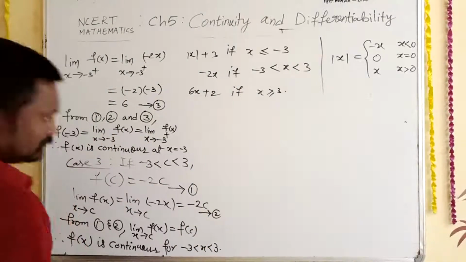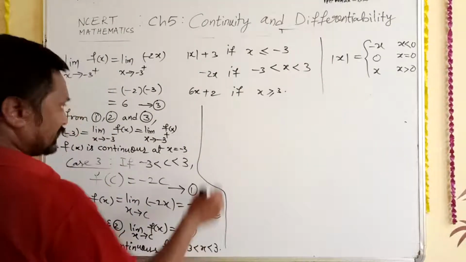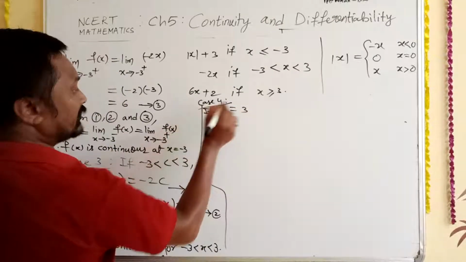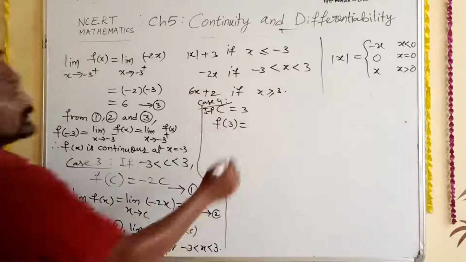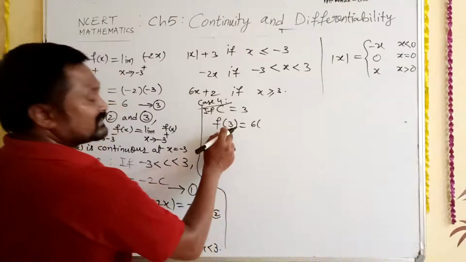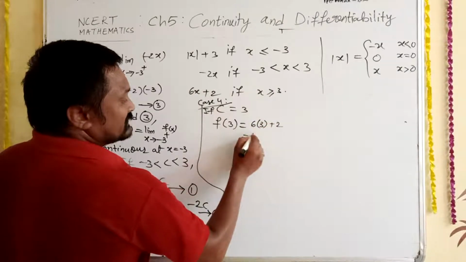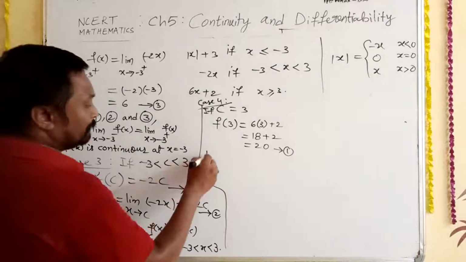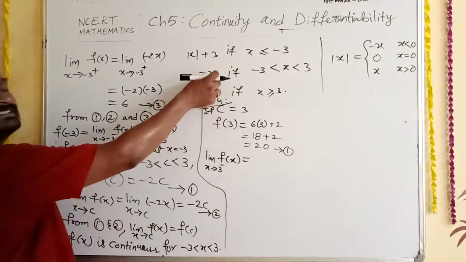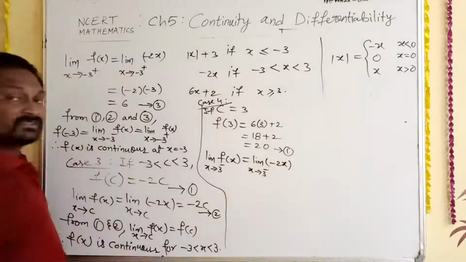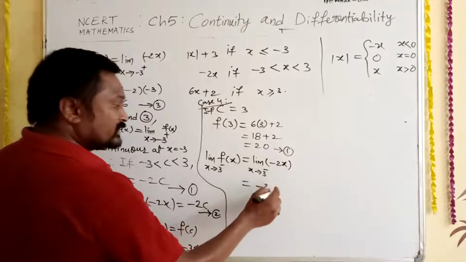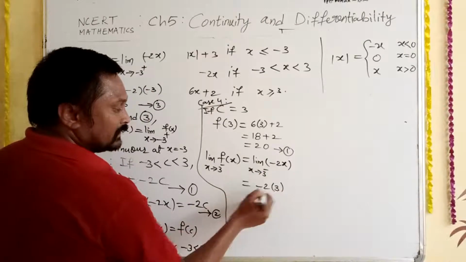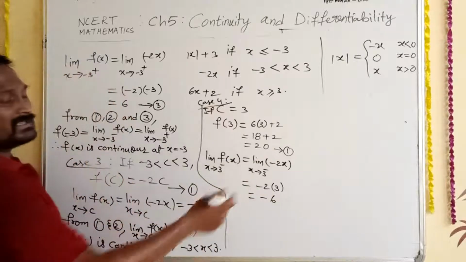So c is equal to 3. Then we need to find f of 3. So c is equal to 3 means it is the last function, 6x plus 2. So 6 into x, which is 3, plus 2. 6 3s are 18, plus 2, 20. Now limit x tends to 3 minus of minus 2x. So minus 2 into x, which is 3, gives minus 6.